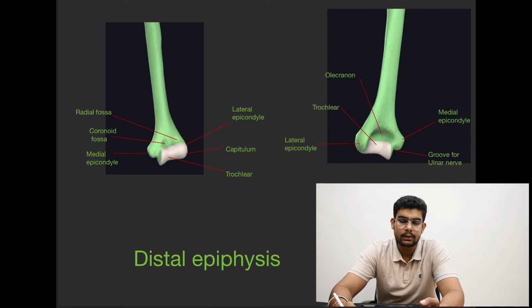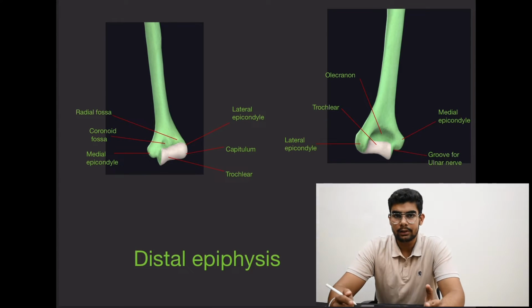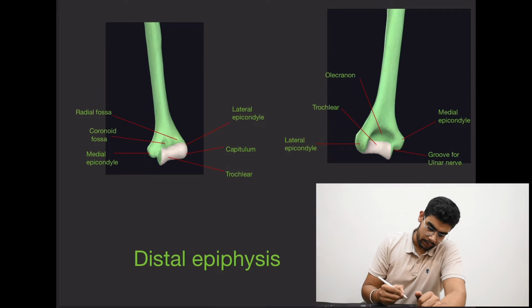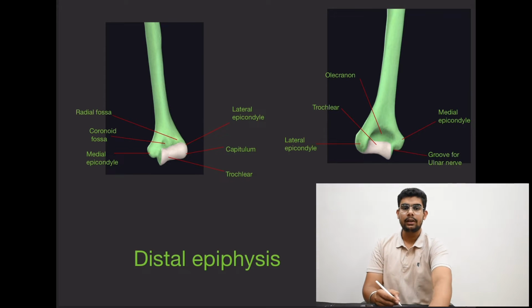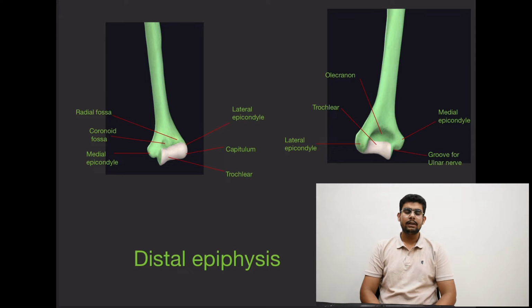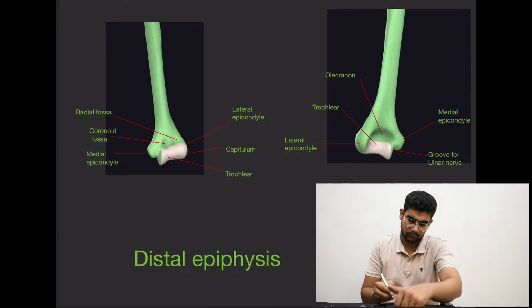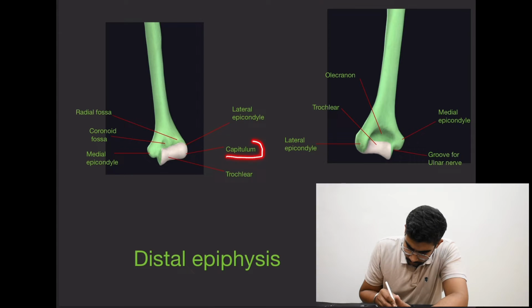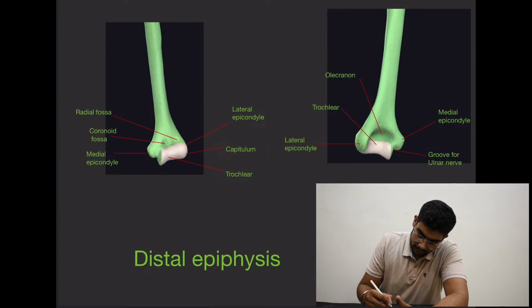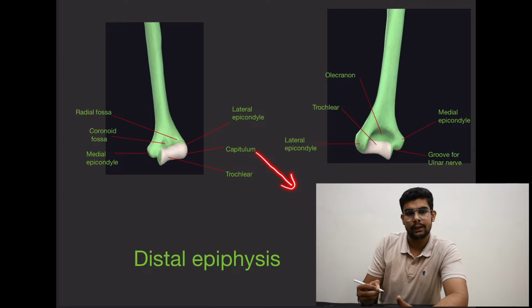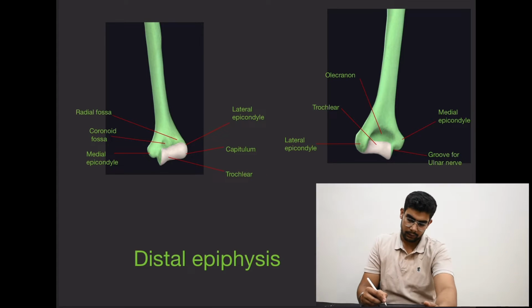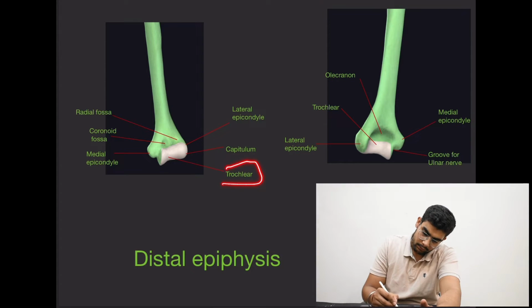Now we will learn about the distal epiphysis. The distal epiphysis is the lowermost part of the humerus and consists of many important structures, as the elbow joint is formed here. It consists of condyles which help in the formation of the elbow joint. The names of the condyles are as follows. Capitulum is the condyle which articulates with the radius, and trochlea is a condyle which articulates with the ulna.